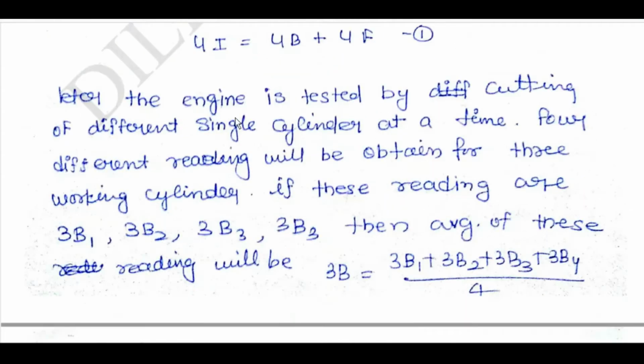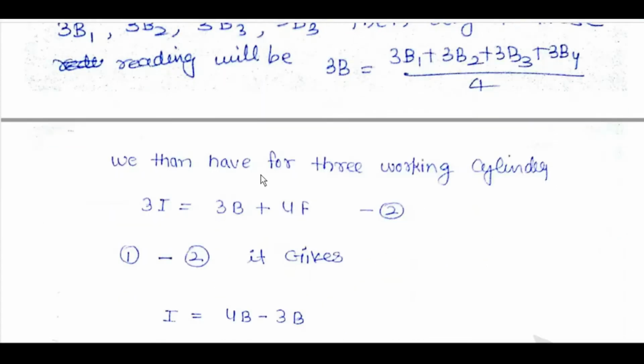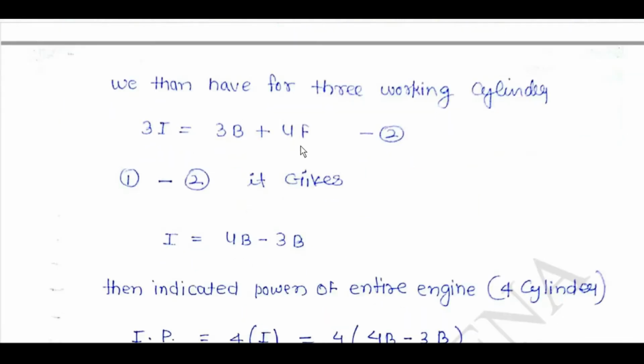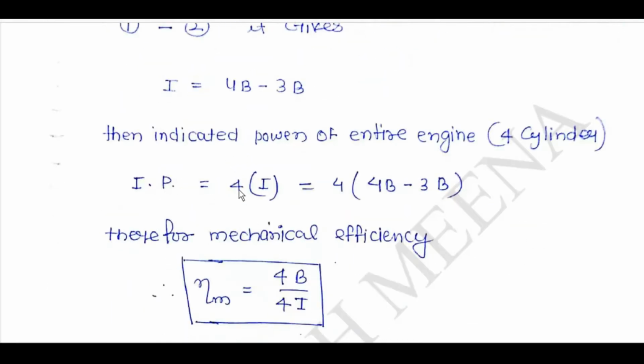Later the engine is tested by cutting out a different single cylinder at a time. 4 different readings will be obtained for 3 working cylinders. If these readings are 3b1, 3b2, 3b3 and 3b4, then the average of these readings will be 3b is equal to (3b1 plus 3b2 plus 3b3 plus 3b4) by 4. We then have for 3 working cylinders 3i is equal to 3b plus 4f. 1 minus 2 gives I is equal to 4b minus 3b.